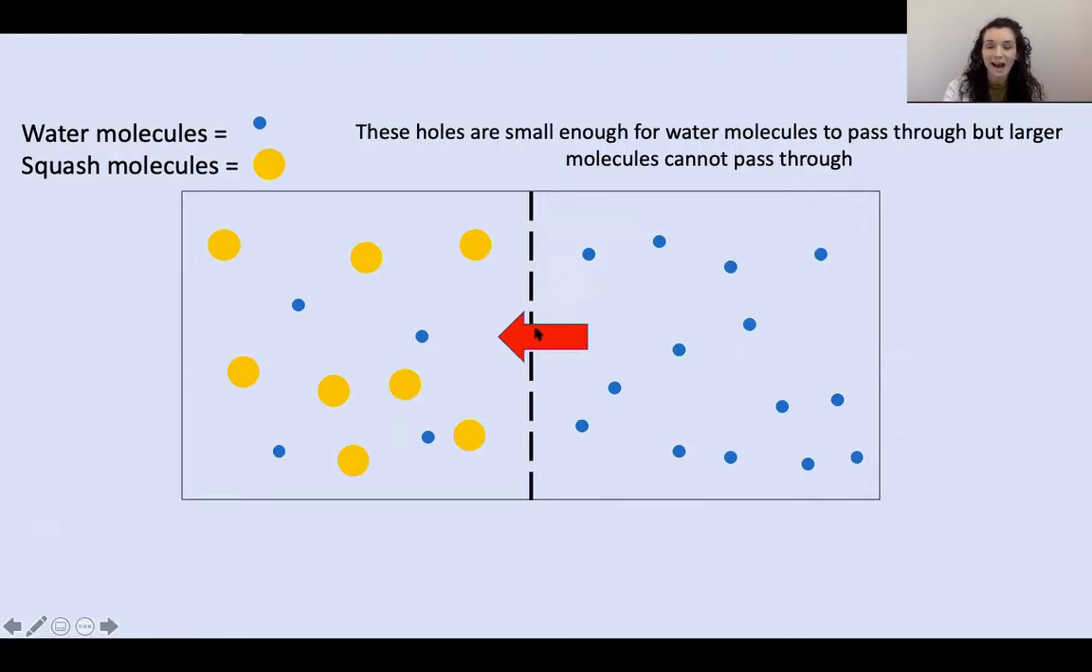I've put this arrow here to represent the movement of water molecules there. So during osmosis here, water would move from where there was this high concentration of water molecules across to where there is a lower concentration.